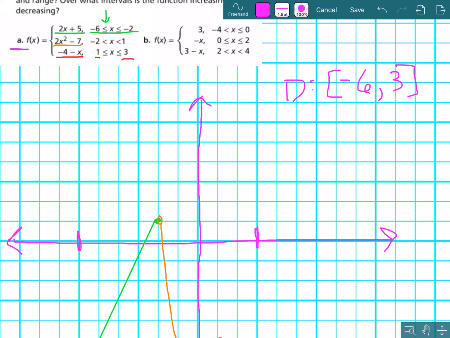Okay, and I could express that as an inequality as well, that'd be fine. And you can also read this, right? When you look over here, you can see everything is accounted for. It goes from -6 to -2, -2 to 1, 1 to 3. So my domain is -6 to 3.